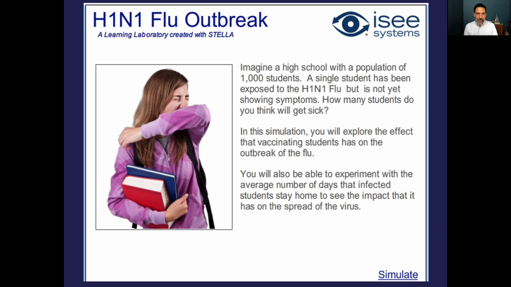So imagine a high school with a population of 1,000 students. A single student has been exposed to the H1N1 flu but is not yet showing symptoms, and the model was set up to do a few things, like to estimate how many students might get sick. But you can also explore how much vaccination of students could affect the trajectory of an outbreak in that situation. And you can also explore the question of whether the number of days that an infected person stays home matters in terms of limiting the spread in the school population.